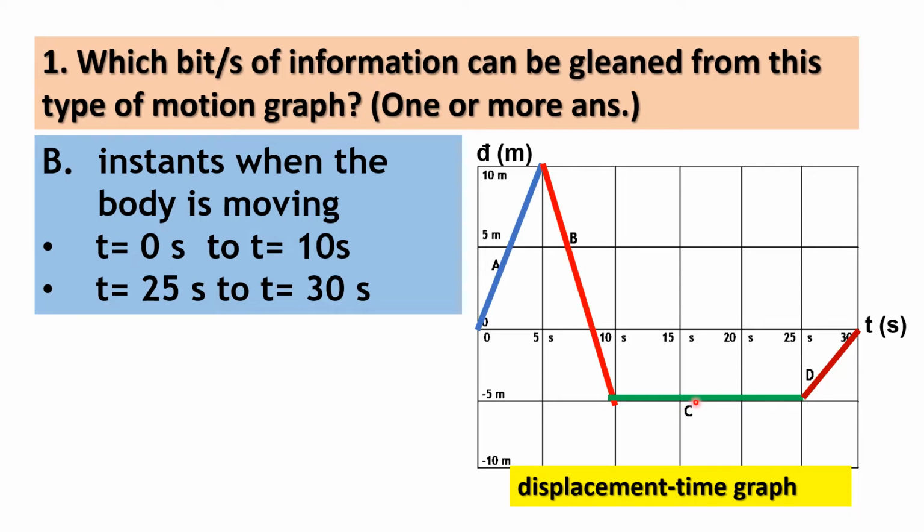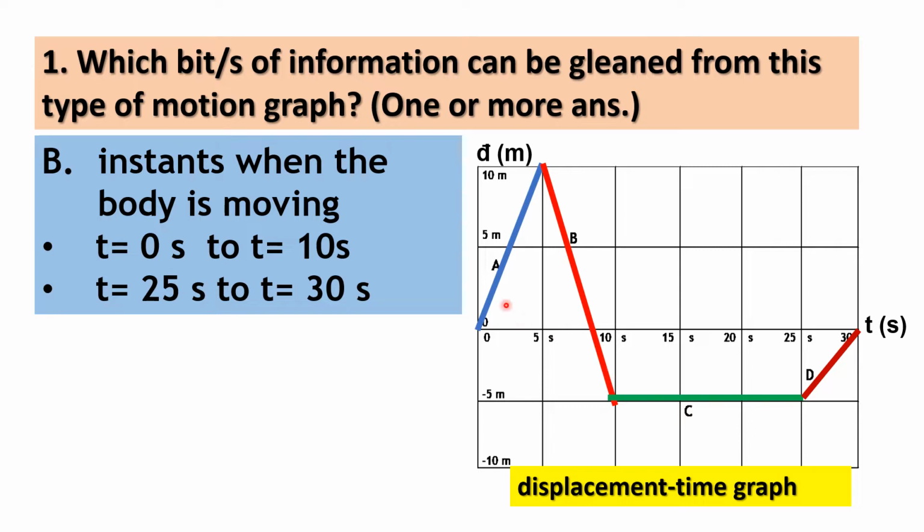That means graph line C will not be in our choices if you are answering the question, at what instant or instance is the body moving? All right, but the other segments of the graph, graph line A, graph line B, and graph line D, are not horizontal. That means each of these segments of the graph does not represent zero velocity.